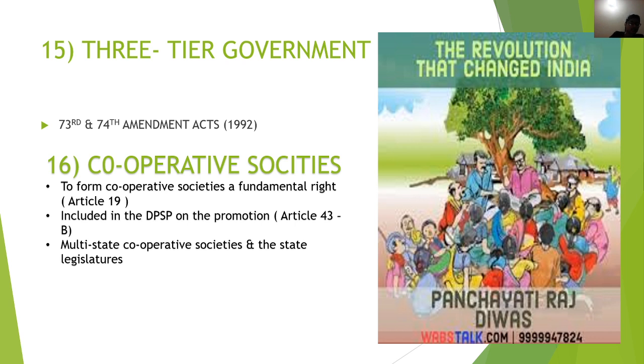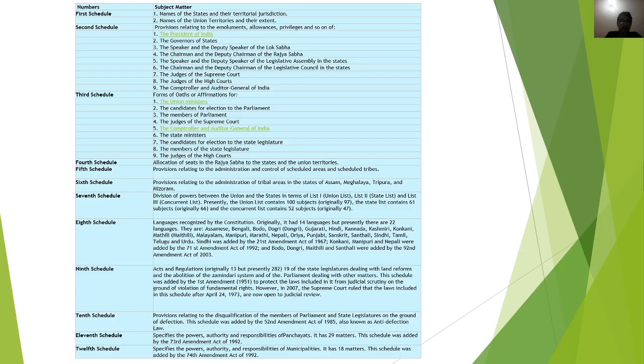So the new part 9B contains various provisions to ensure that the cooperative societies in the country function in a democratic, professional, autonomous, and economically sound manner. So it empowers the Parliament in respect of multi-state cooperative societies, and the state legislatures in respect of the other cooperative societies, to make the appropriate law. So all these are the schedules. You can take a screenshot of this.